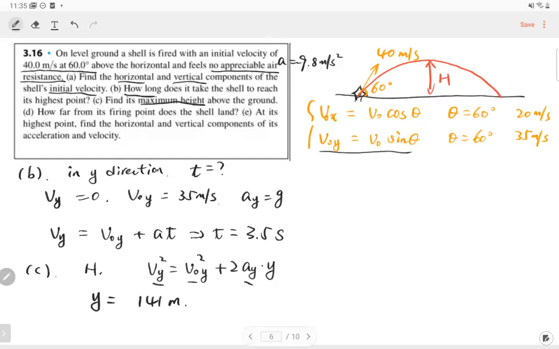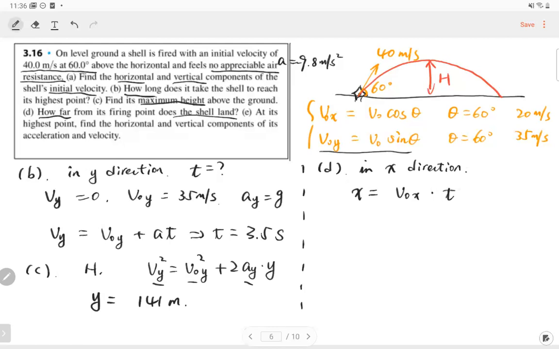Okay, that's part C. Part D: how far from its firing point does the shell land? How far means this is the displacement in the x direction. So in part D, we're looking for the parameter in the x direction.